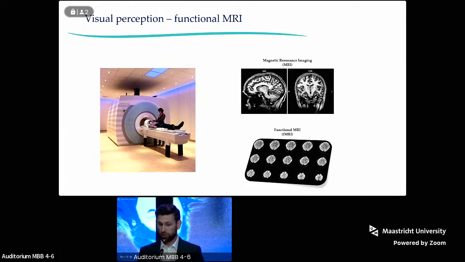For example, when they fire, they consume energy and oxygen, and this needs to be resupplied. This is resupplied by sending blood to this area. And when this happens, there is a change in the so-called level of oxygenated hemoglobin. This change has a magnetic signature that we can capture using fMRI. You can also see the brain as a three-dimensional object, and we obtain 3D images of the brain also across time.